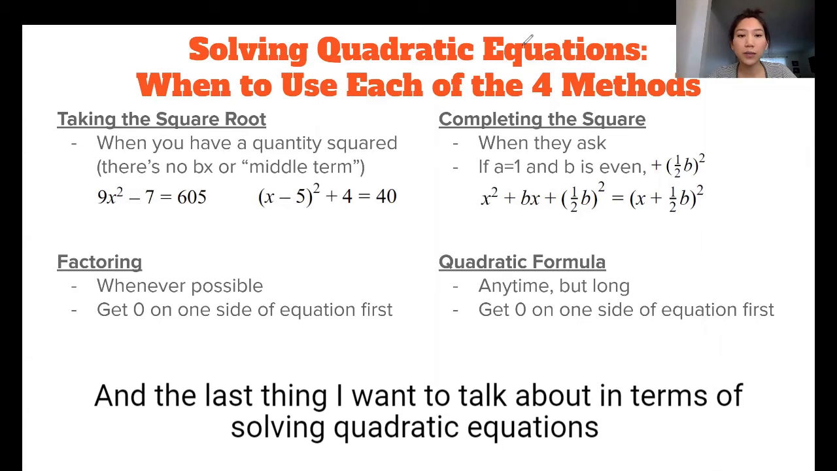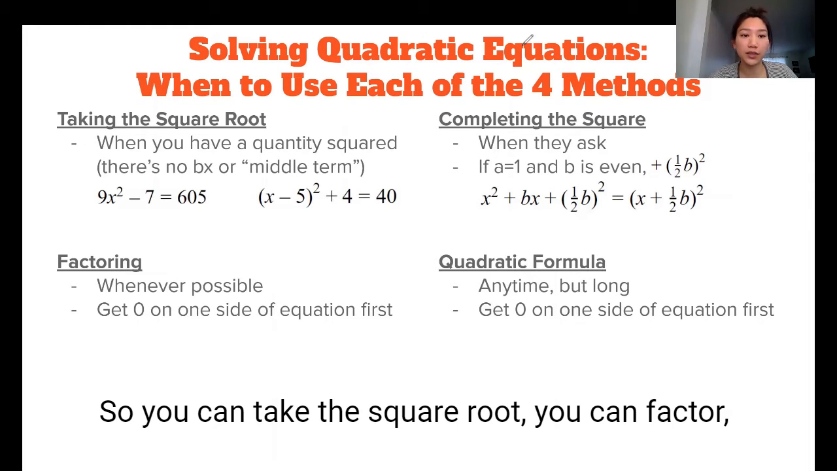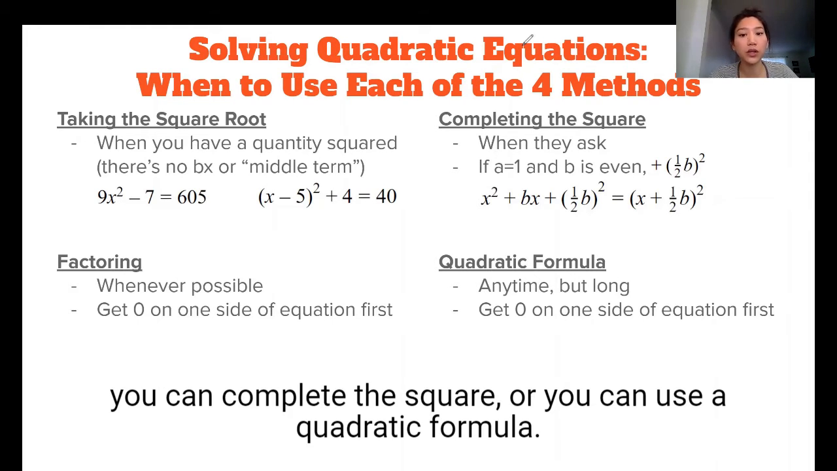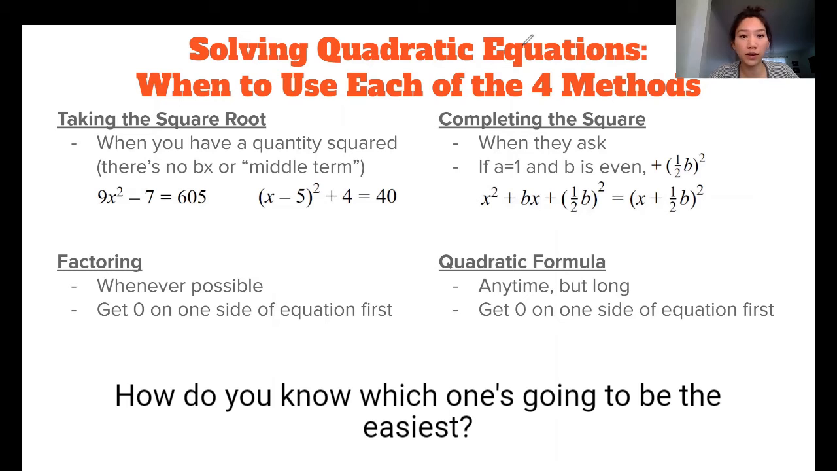And the last thing I want to talk about in terms of solving quadratic equations is when do you know to use each of the four methods? Okay, so you can take the square root, you can factor, you can complete the square, or you can use the quadratic formula. But if they don't tell you which method to use, how do you know which one to use?